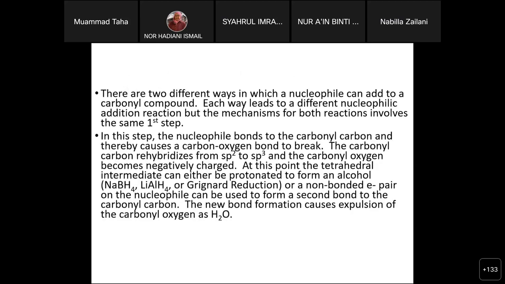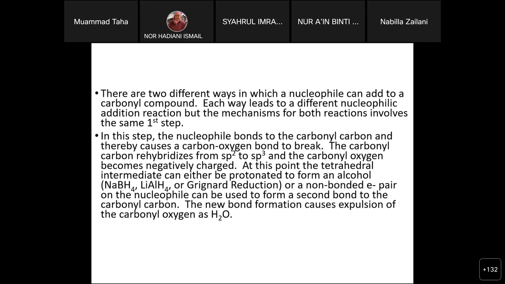There are two different ways in which the nucleophile can add to the carbonyl compounds. Each way leads to a different nucleophilic addition reaction, but the mechanism for both involves the same first step. So nucleophilic addition reaction can be of two types, but the first step for both is common: the addition of the nucleophile to the carbonyl group.